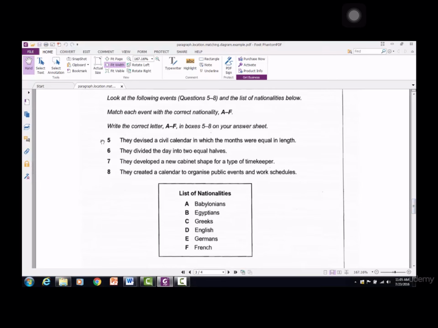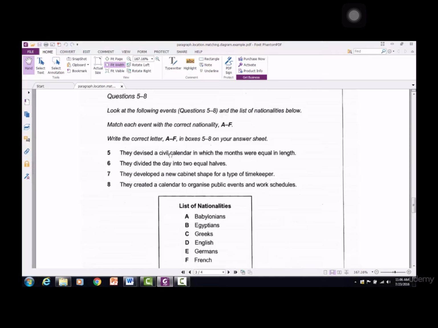We have 4 questions, 5, 6, 7, 8, and we have 6 names in the box. Okay, so that means 2 of the names don't belong. Now for this one, it doesn't tell us that we can use a name more than once. If you could use a name more than once, it will tell you. Okay, that's the answer to that question.